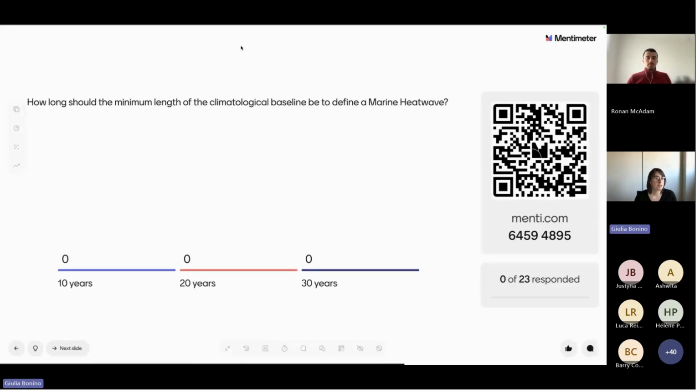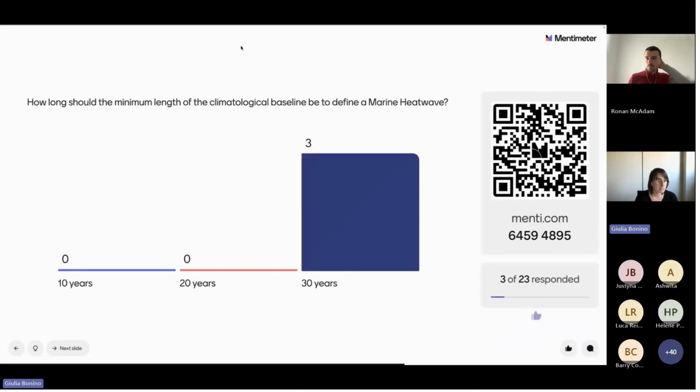Then the second question: how long should the minimum length of the climatological baseline be to define a marine heat wave? So we have 10 years, 20 years, 30 years. Yeah, I think that also this question is quite easy.